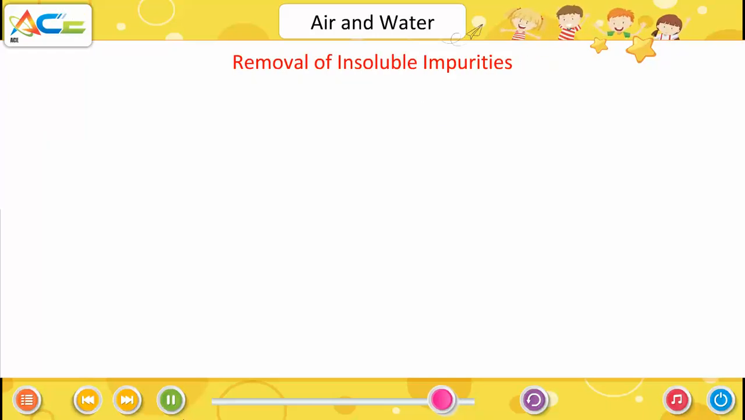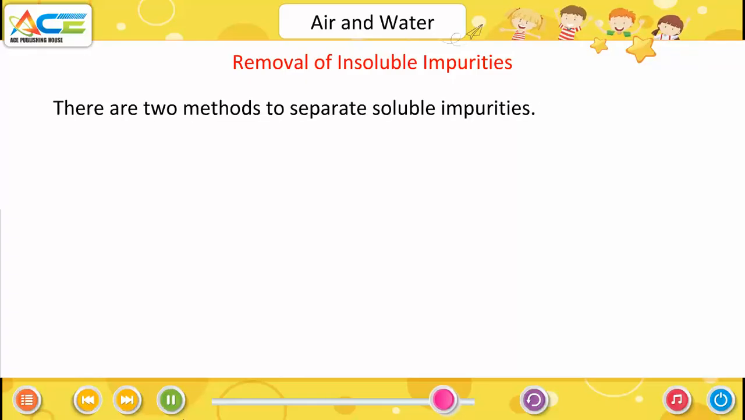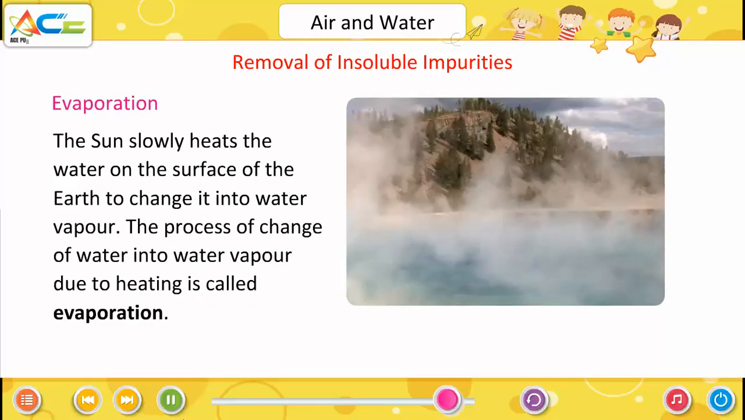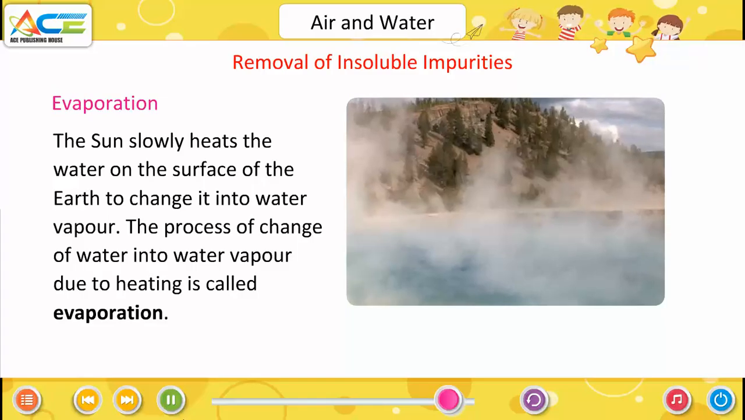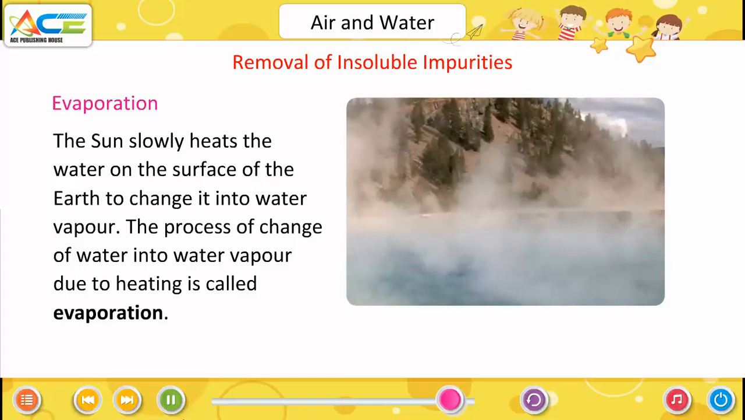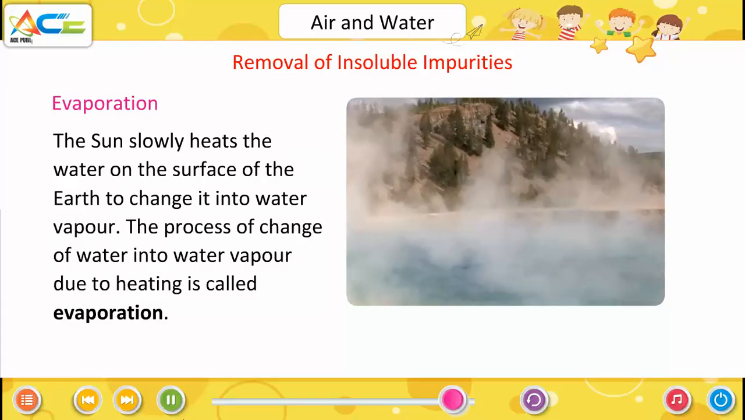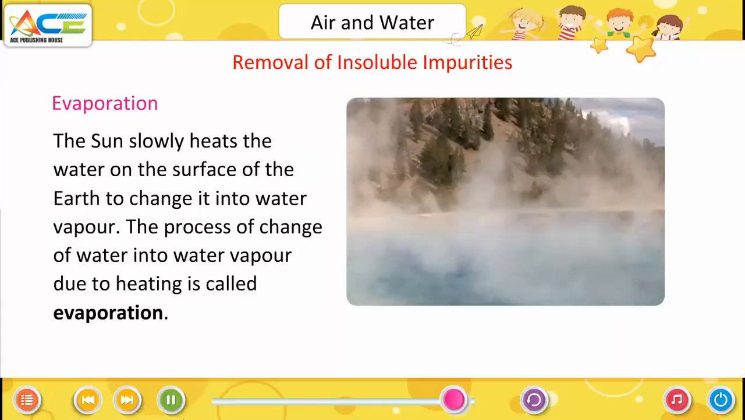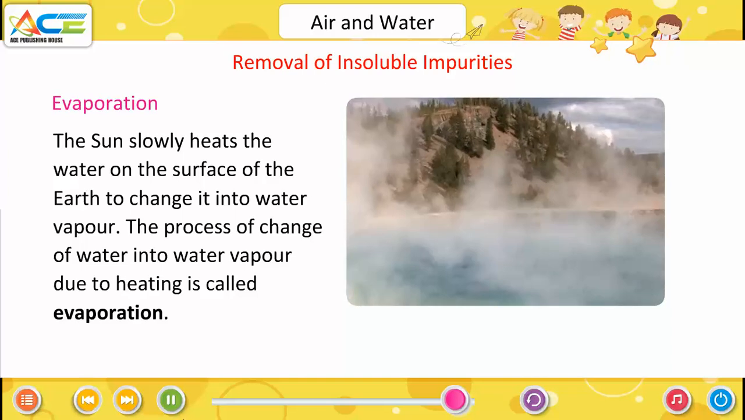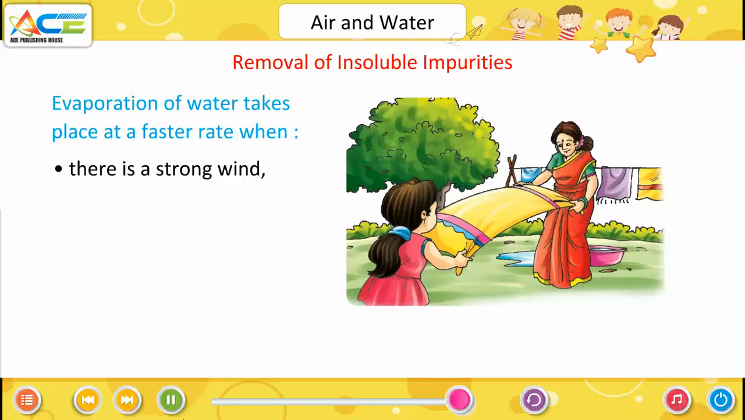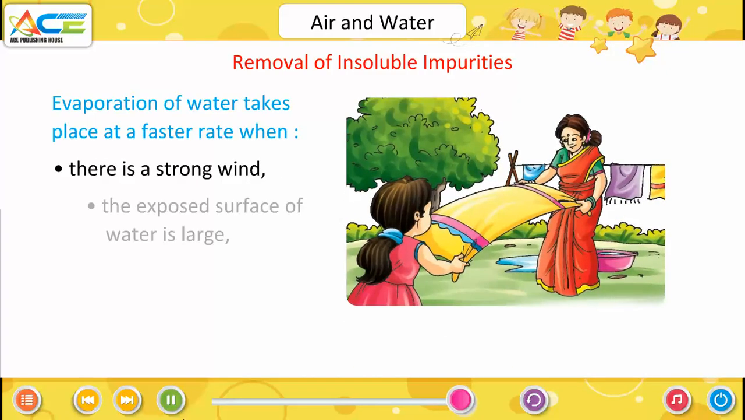Removal of soluble impurities. There are two methods to separate soluble impurities. Evaporation. The sun slowly heats the water on the surface of the earth to change it into water vapor. The process of change of water into water vapor due to heating is called evaporation. Evaporation of water takes place at a faster rate when there is a strong wind.